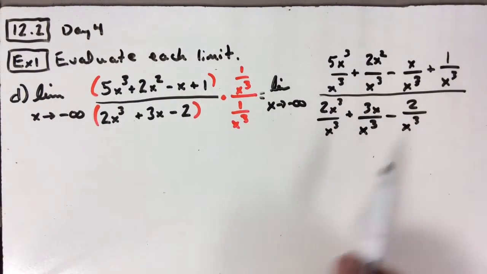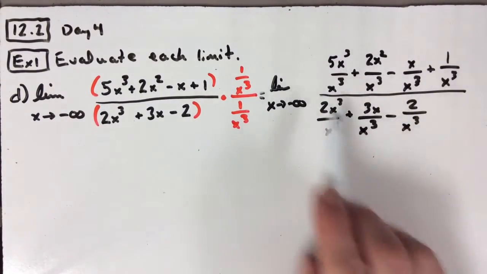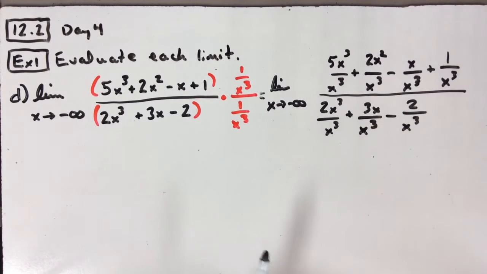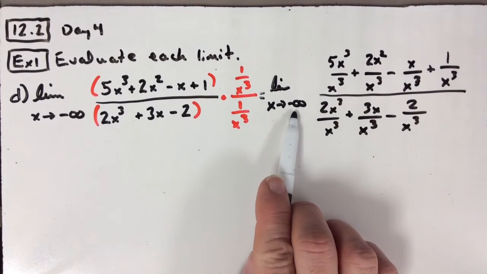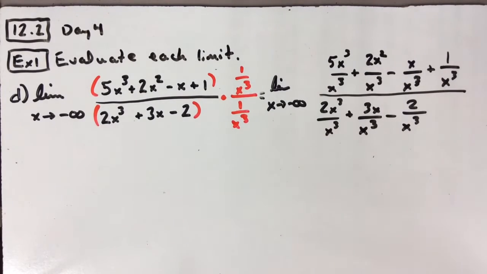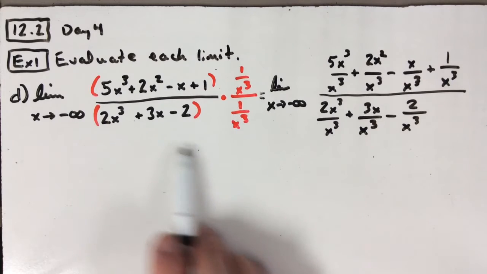That looks horrible. Compared to what we had originally, that does not look like that's going to allow us to get to a final answer. It just seems like a really stupid way to do the problem. But because we're plugging in either positive or negative infinity, in this case negative infinity, this is going to be the step that we want to do for our first step.